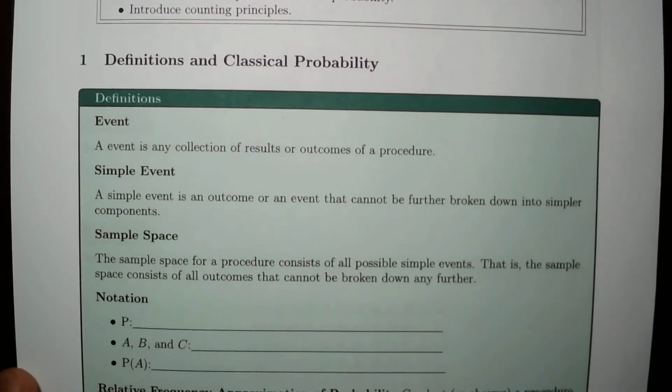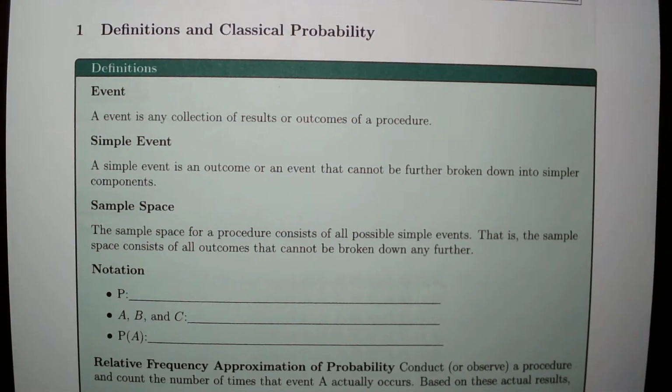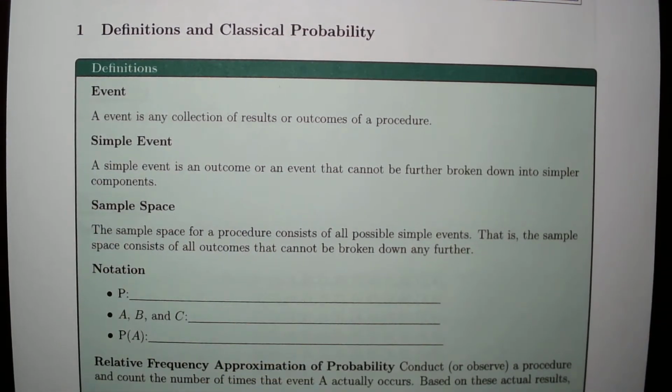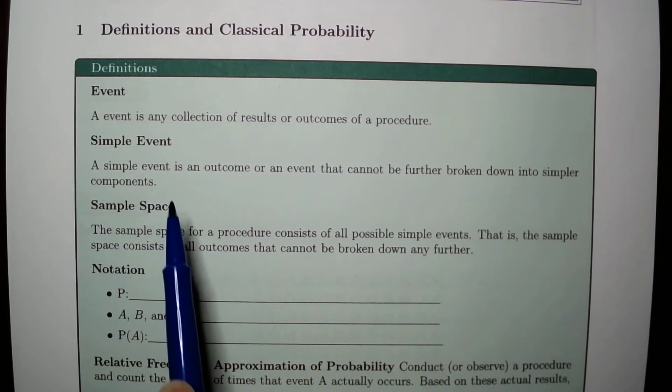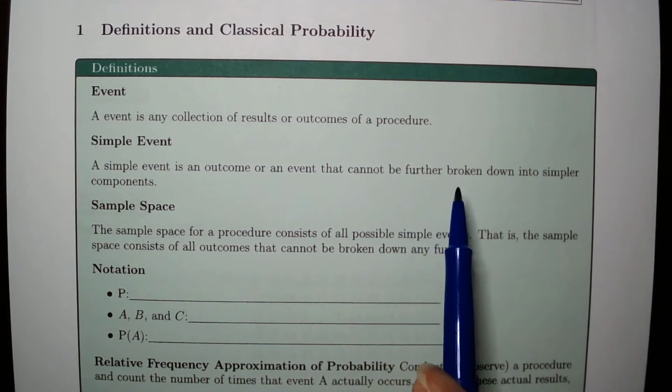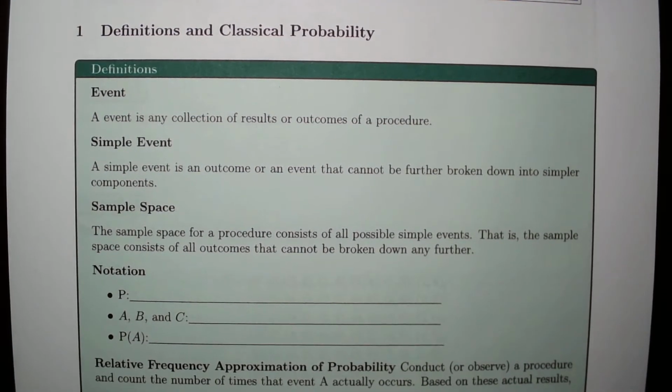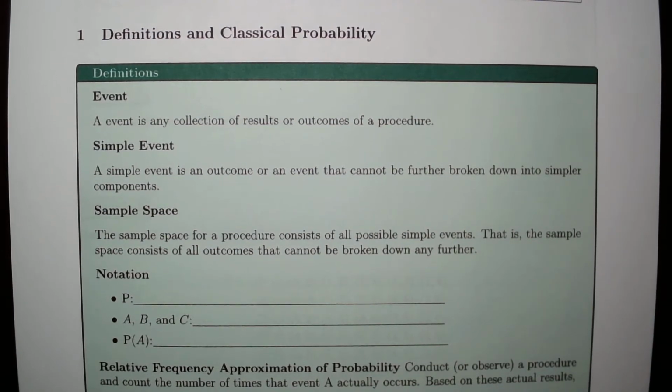So let's define the basic aspects. When we talk about probability, we find the probability of events to occur. But what is an event? An event is a collection of results or outcomes of a procedure. That's one of the best definitions we can use for events. A simple event is an outcome or an event that cannot be further broken down into simpler components. You will find out later in the chapter how some events can be further broken down into simpler components, like this definition says.